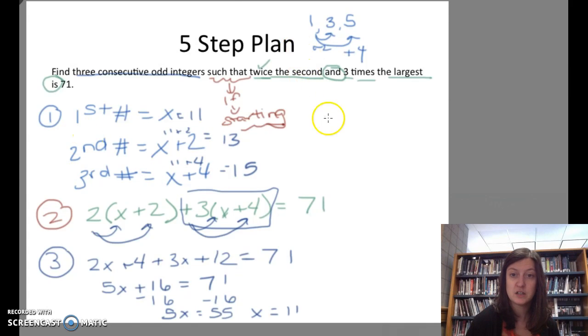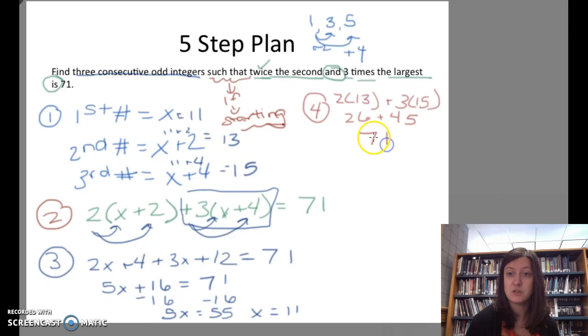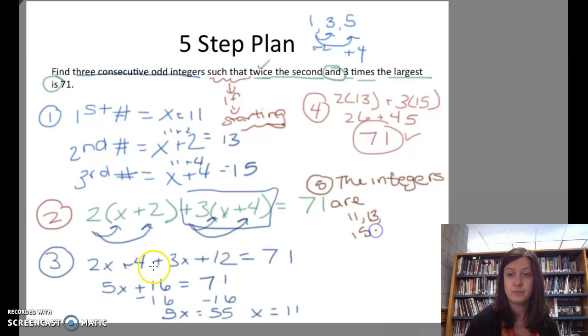Let's check it real quick. Twice the second number, and 3 times the largest one. So it's 26 plus 45, which equals 71. Yay, we got it right. So step 5, we're going to write our sentence. Because it said in the beginning to find all 3 of them, the integers are 11, 13, and 15. Period.